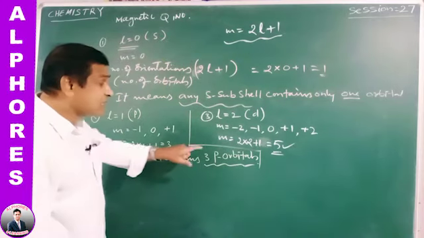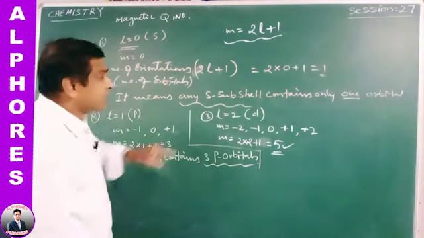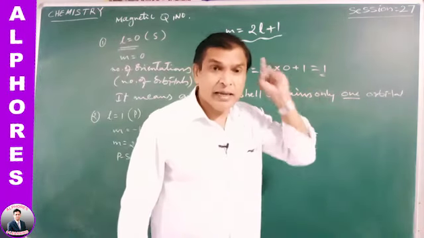P subshell contains 3 orbitals. And S subshell contains only 1 orbital. You should remember that.